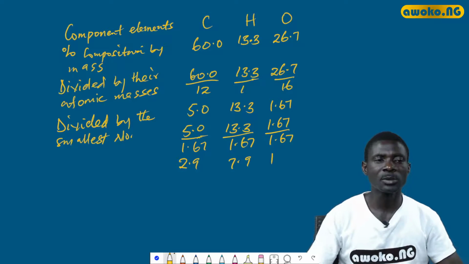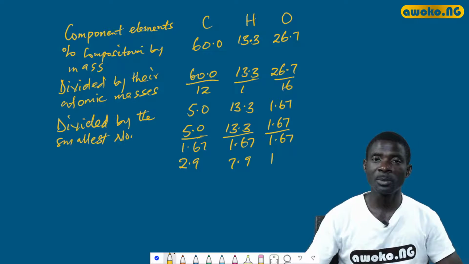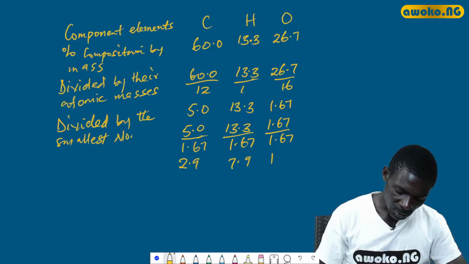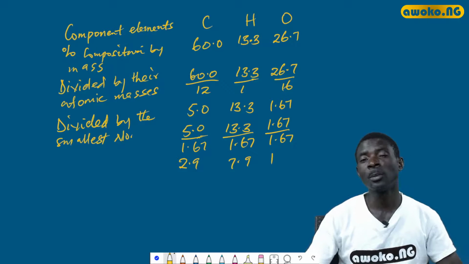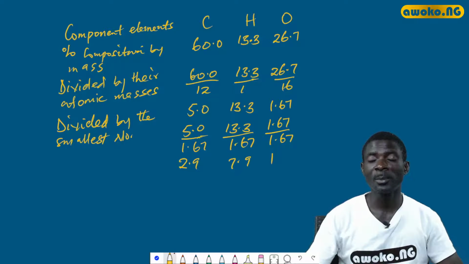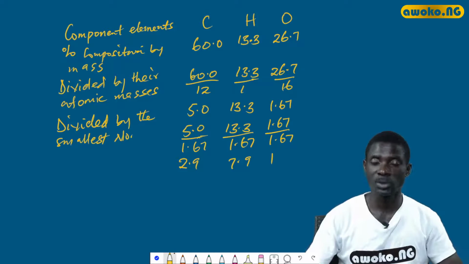So we have been able to divide the percentages by their atomic masses, get the smallest number, and divide all the numbers by the smallest number. Given this, the next thing we do is to get the mole ratio of the different atoms. We can do that by taking the approximate value of these numbers, or rounding them up to the nearest whole number.